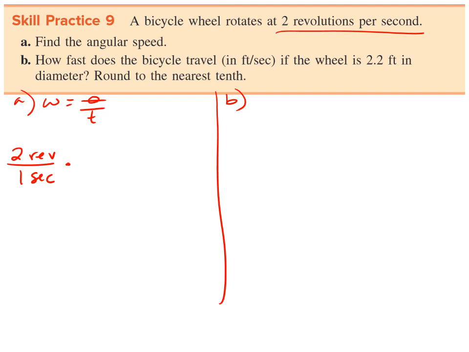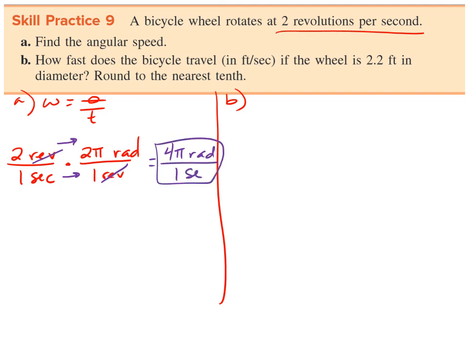And I want to convert this. I need to get rid of revolutions. So in 1 revolution, I know there are 2 pi radians. This will help me cancel out revolutions. Multiply across the top and across the bottom, and I get 4 pi radians per 1 second. And you can omit the radian label if you like.